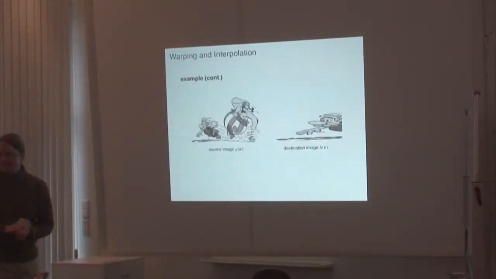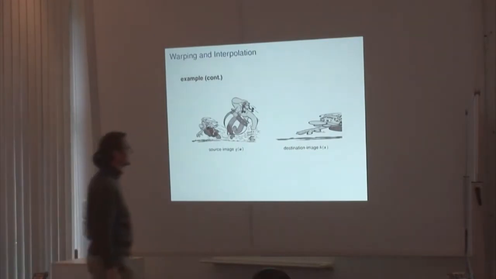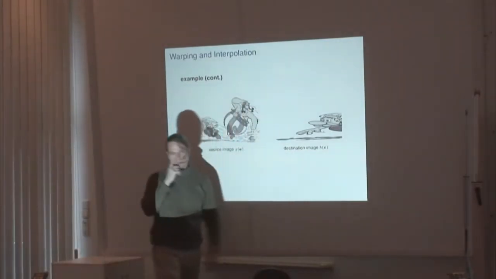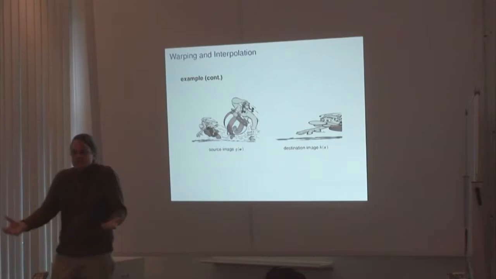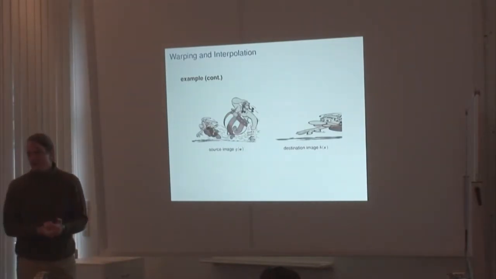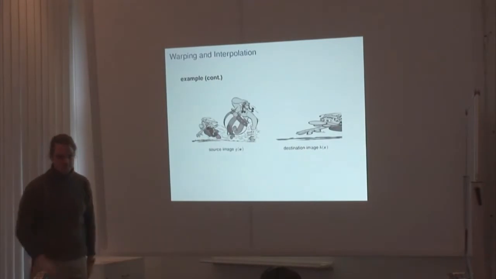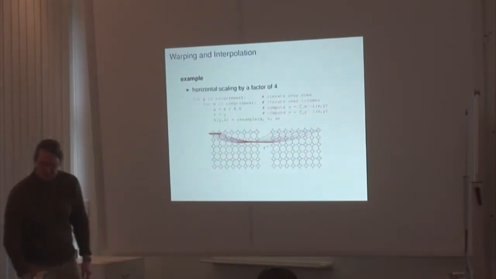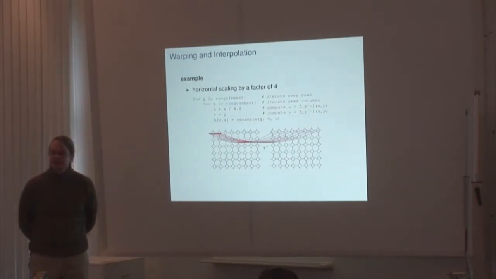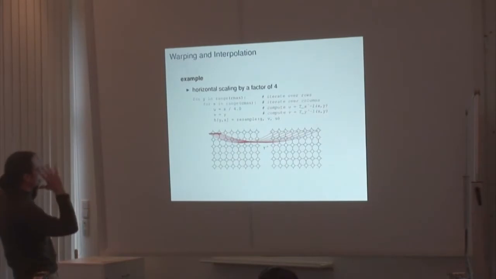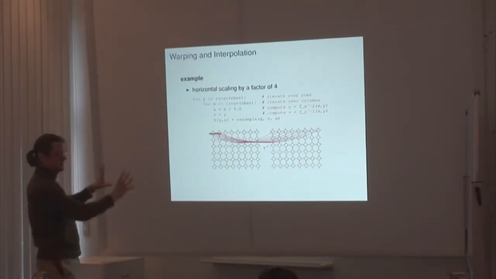Much better, because now there are no black columns here. Those were basically black because I didn't know what value to set there, and if I'm ignorant about what to do there, I just set it to 0. But is there a problem with this one? Let me try to freeze this in your minds.